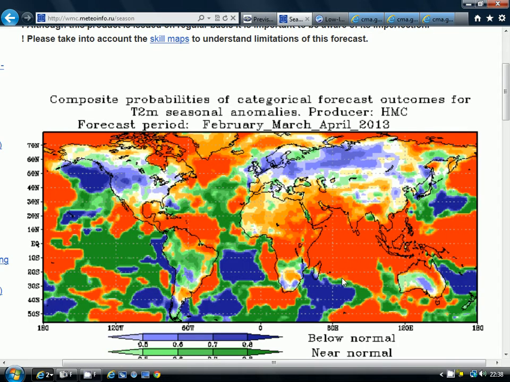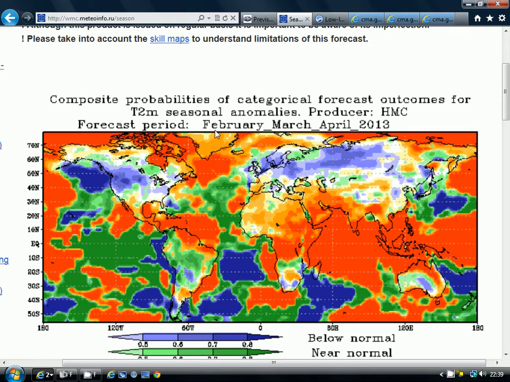Next chart we're going to look at is the Russian model. This is probability. Where we've got the blue colours here, it's indicating that we've got good probability of a cooler than average spring. Where we've got the red and orange colours, it's indicating that we've got a good chance of a warmer than average spring.